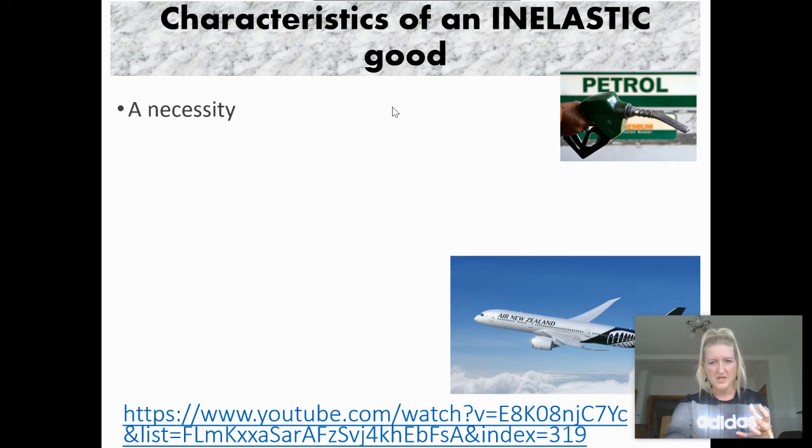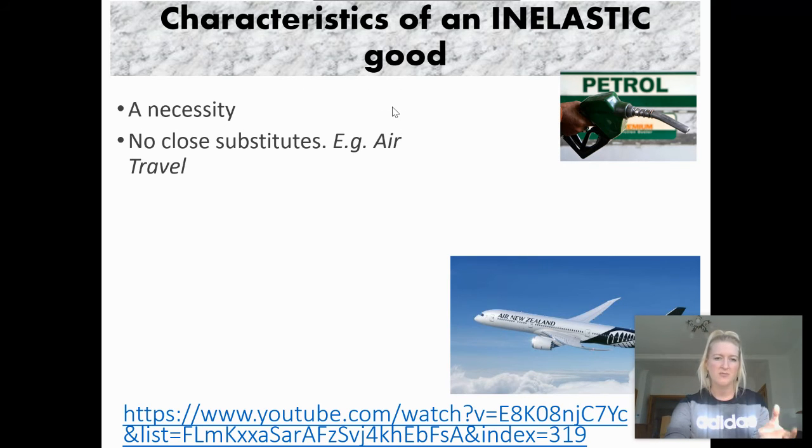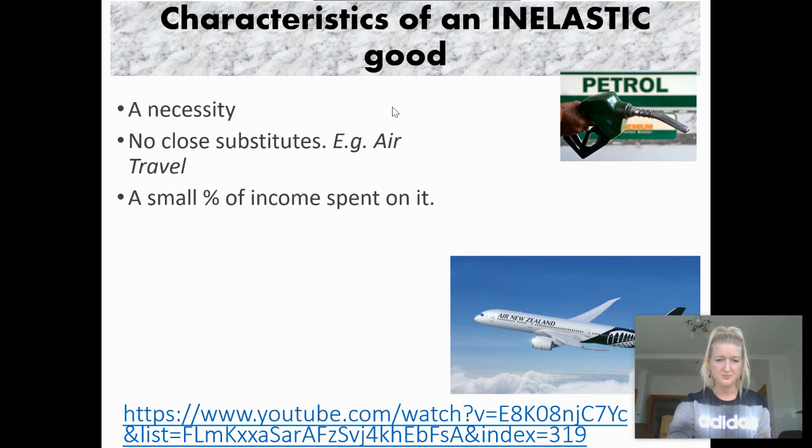So with a necessity, you're not going to be responsive to the price change. They don't have many close substitutes, so you essentially have to buy the product. For air travel in New Zealand, we've only got Air New Zealand and Jetstar, so we don't have many options of what airline you have to take. So essentially that's why our prices are quite high for these.